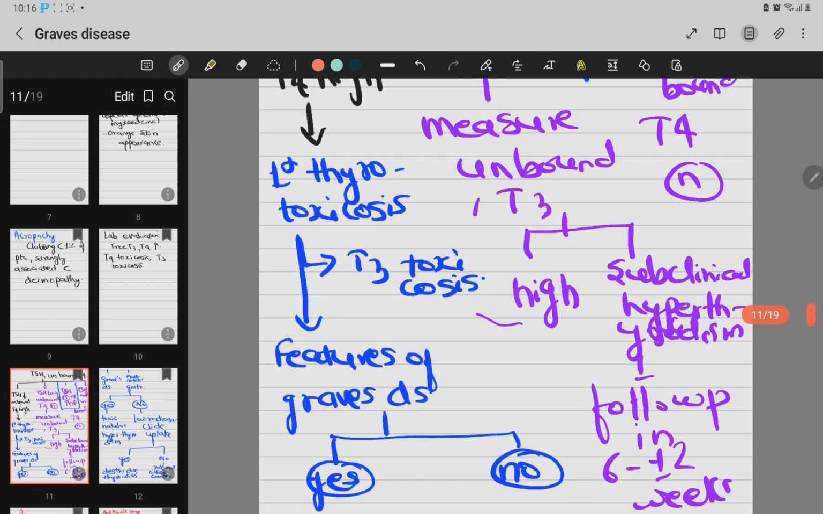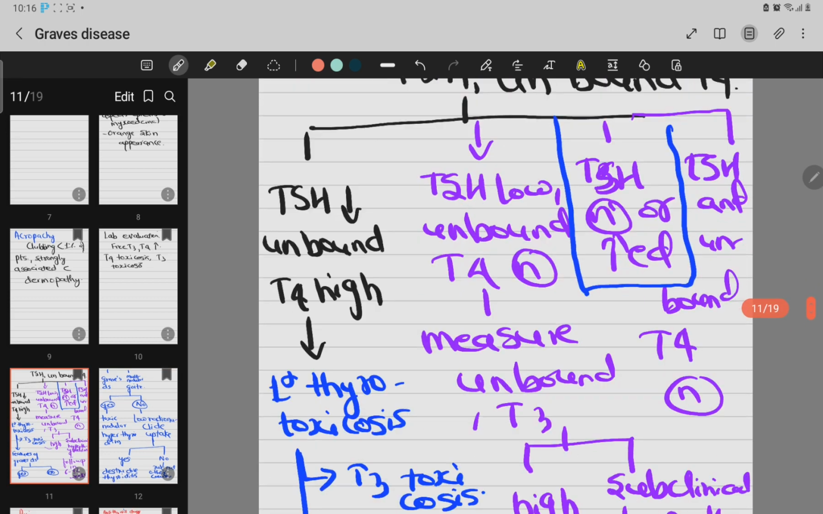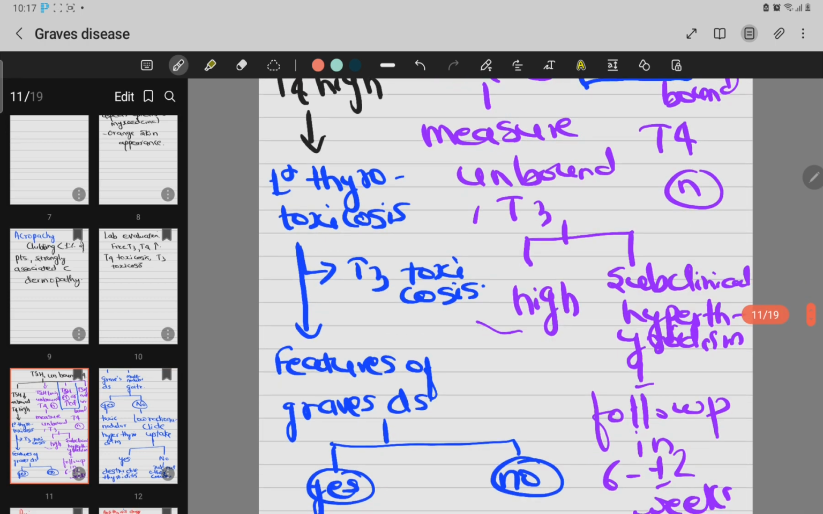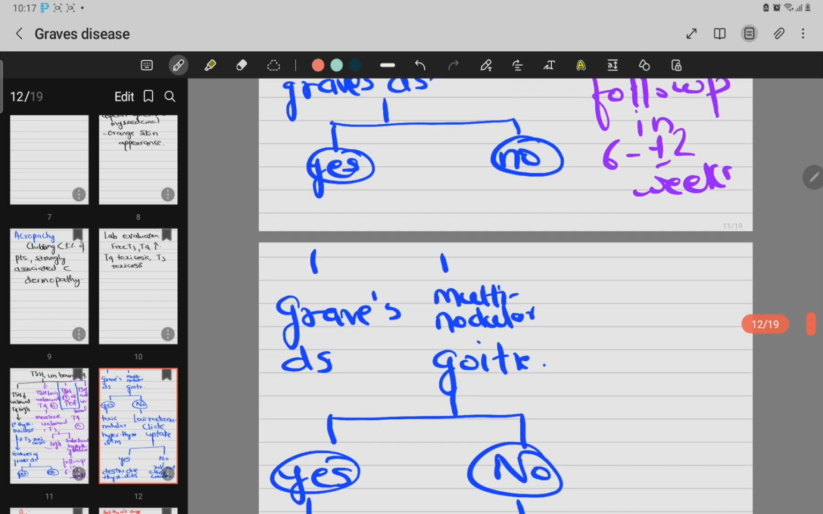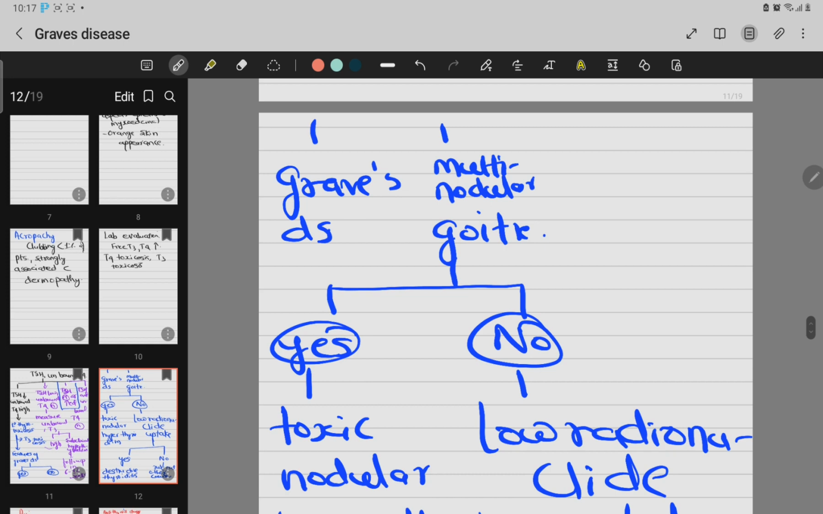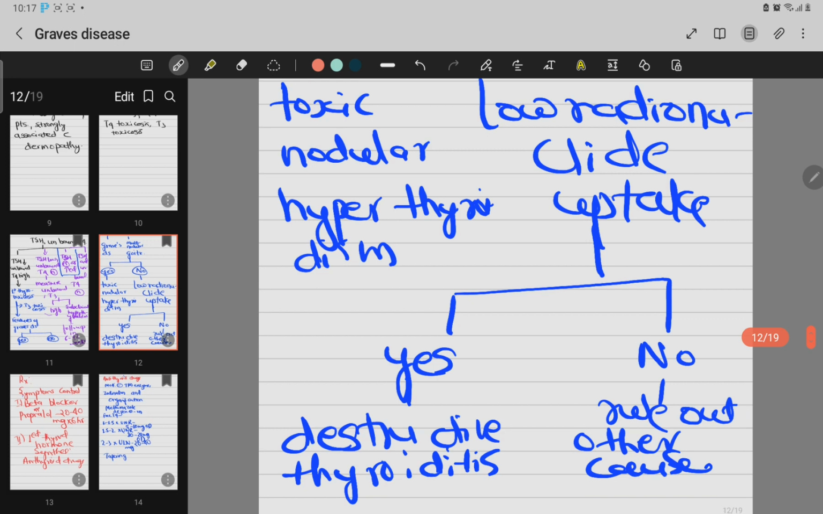So TSH low, unbound T4 high is primary thyrotoxicosis, T3 toxicosis. Feature of Graves' disease, yes or no. If yes, that is Graves' disease. If no, that is multinodular goiter. If multinodular goiter, yes, toxic nodular goiter. If no, then we check radionucleotide uptake.